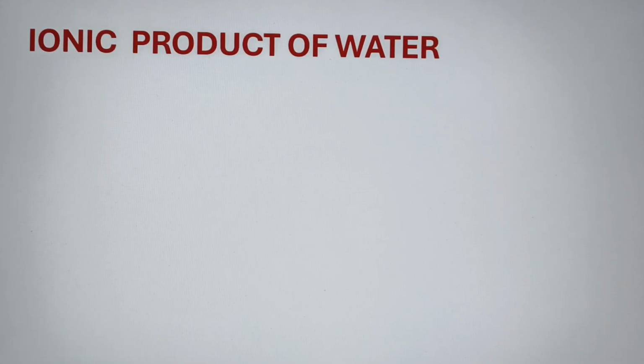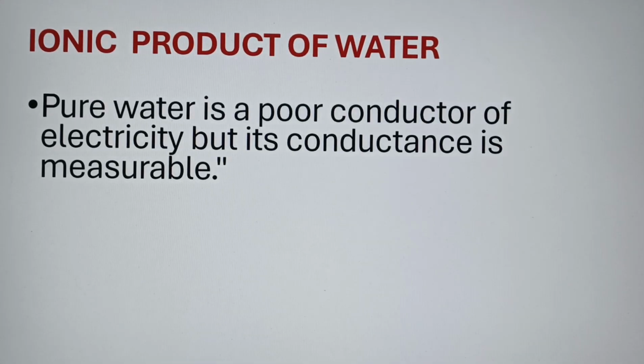First of all, we see pure water is a poor conductor of electricity, but its conductance is measurable. Next, we see why pure water does not allow electric current to pass through. It is because it has very few charged particles.